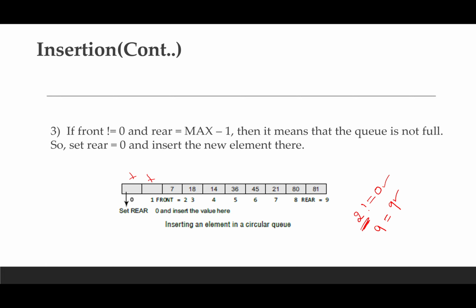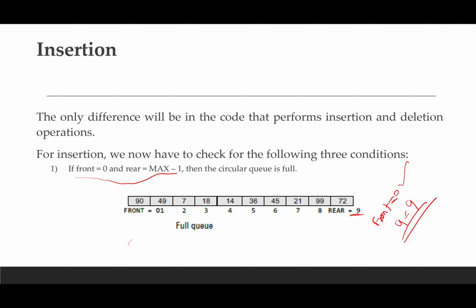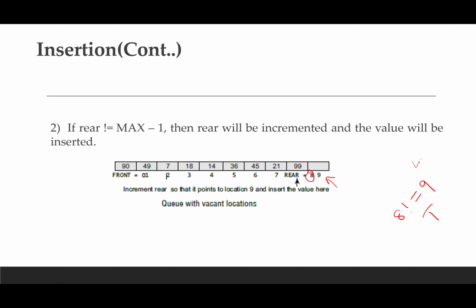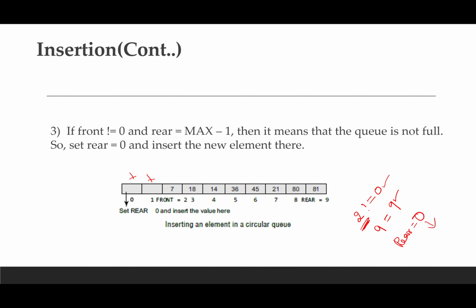Both the conditions are true, so what is the meaning? The queue is not full. So what we are doing? We are changing the rear position to 0, and in the 0th position we are doing the insertion. So these are the three conditions we need to check. First, whether the queue is full or not. Second, rear is not equal to max minus 1. And third, front is not equal to 0 and rear is equal to max minus 1. If the second or third condition is true, the space is available to do the insertion.